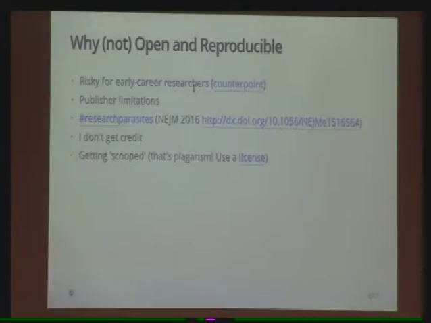There are publisher limitations, right? So some publishers, there are certain ways that they want you to go about releasing your data. They often embargo it, but then they're also making money off of you. That's a whole other discussion about open access. We're not going to get into that.